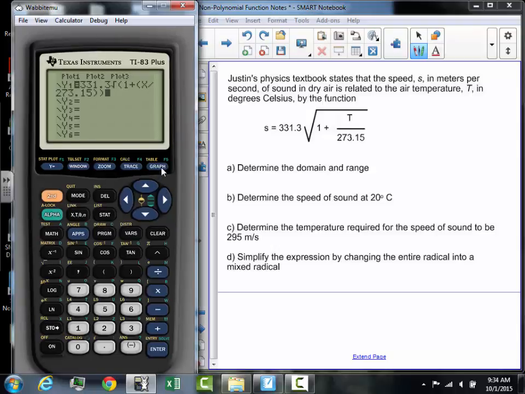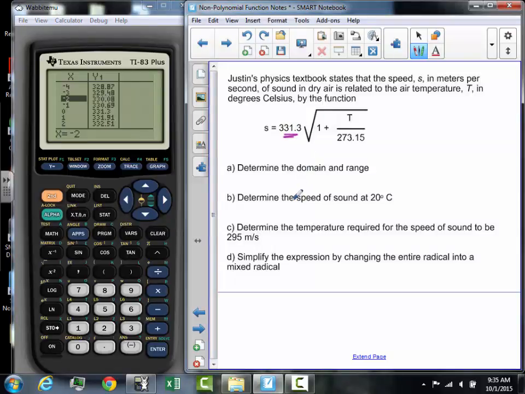Now I'm going to graph this thing, and get nothing. Yeah, that's kind of the point behind this question. Part A was to figure out the domain and range, but we have to figure out where this graph is, because clearly it is not showing up. So here's a tip: go to your table. Right off the bat, it's up in the 300 range. Doesn't that make sense? What does this 331.3 do to a graph? It makes it really tall.